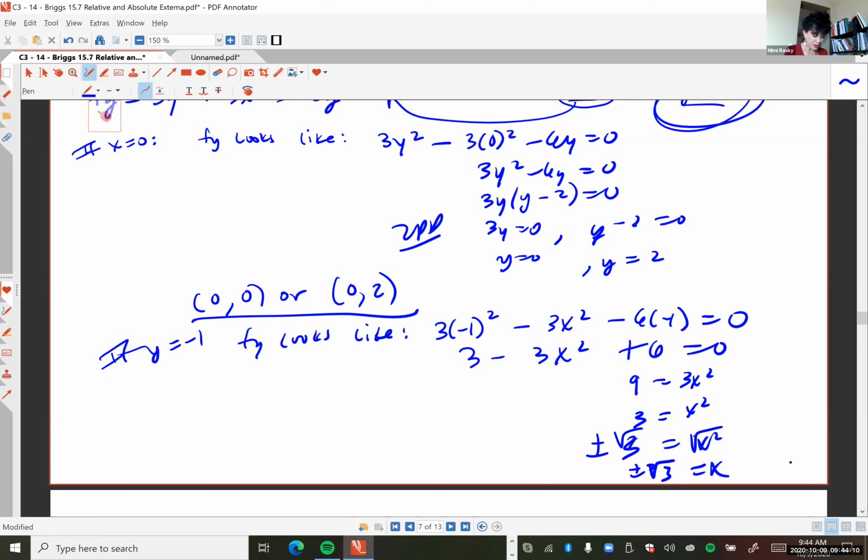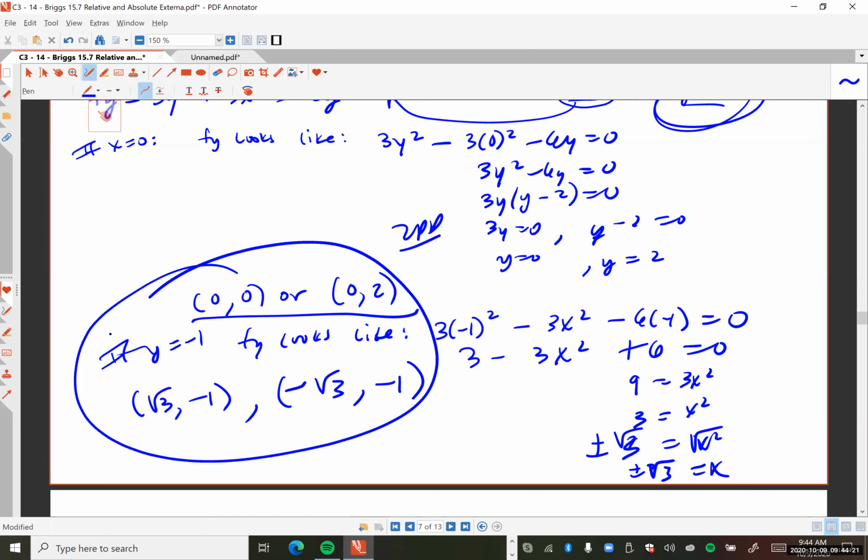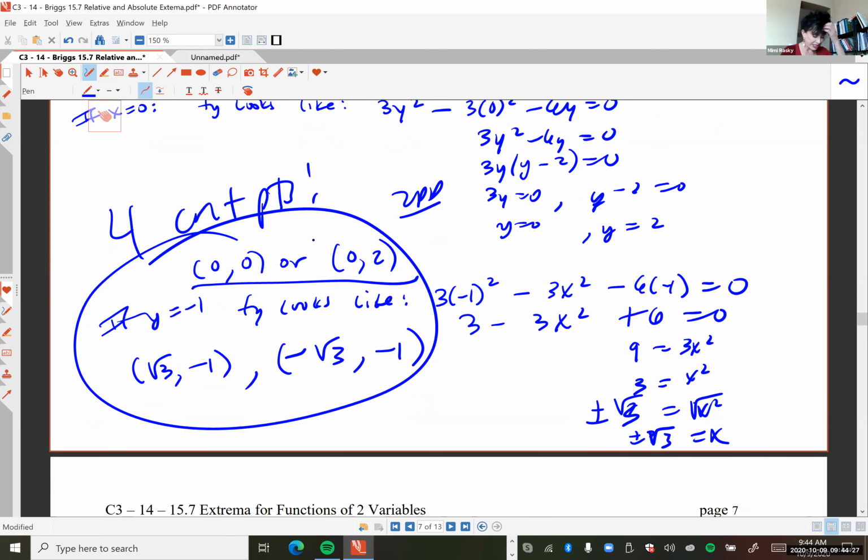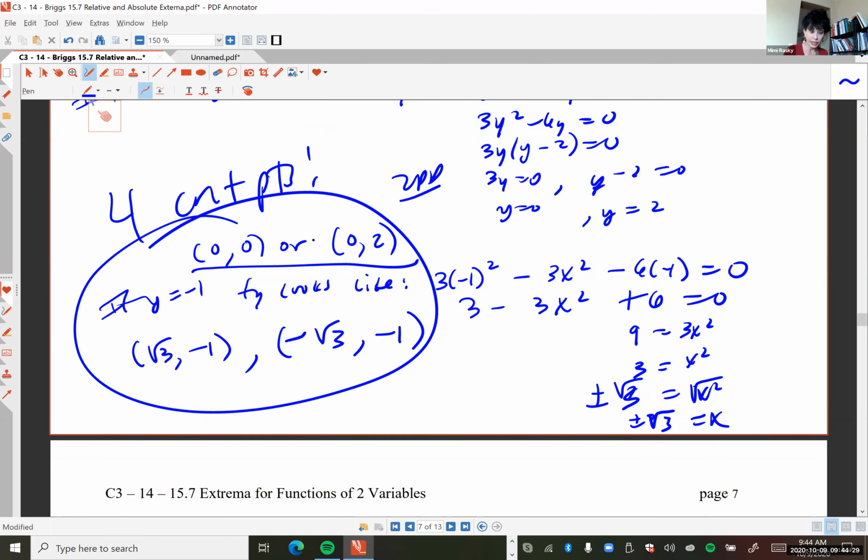So then what? The other critical points are (square root of 3, -1) and (negative square root of 3, -1). I have 4, count them, 4 critical points. Oh my God, that's nuts. Well, what then? I don't have time to do the D test on this, but you should, or you're going to have to. Don't skip those steps and tell me, oh, I'm tired and I don't like writing.